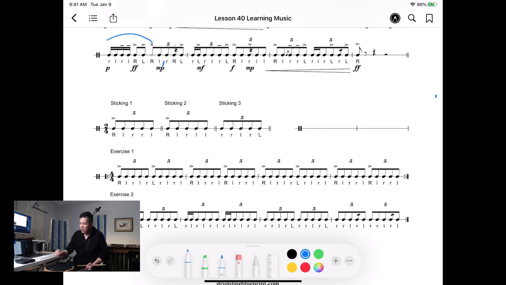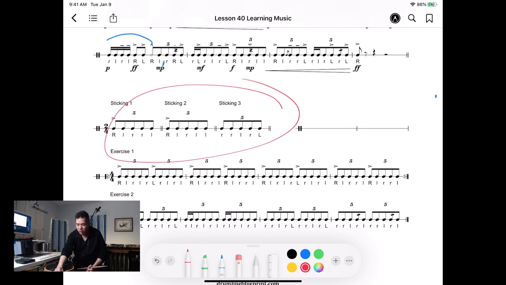So in this section down here, these three stickings, and again, this handout is a free download on my website, huei-yuan-pan.com/free-lessons, linked in my Instagram and in all the videos down below. You can download this handout, but those three stickings are all the stickings in this.